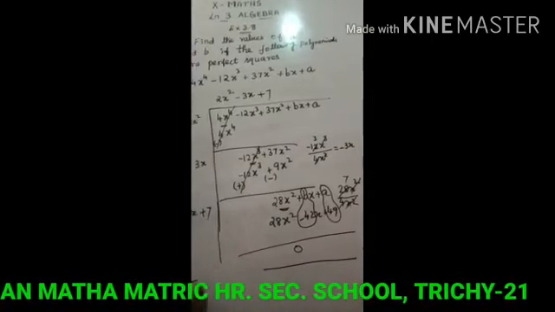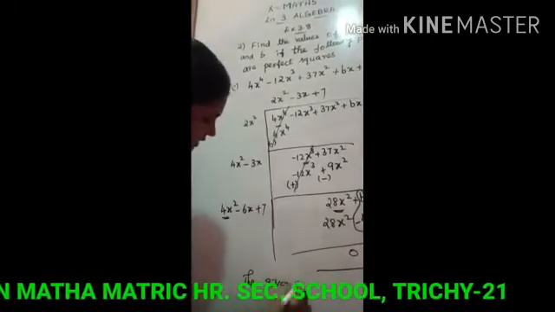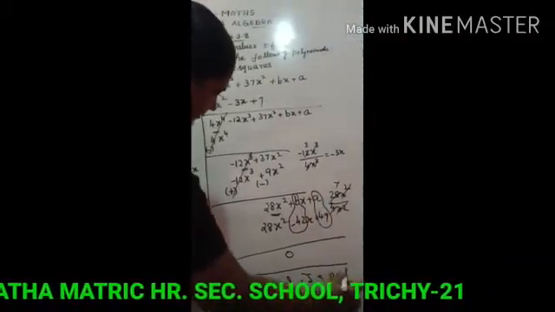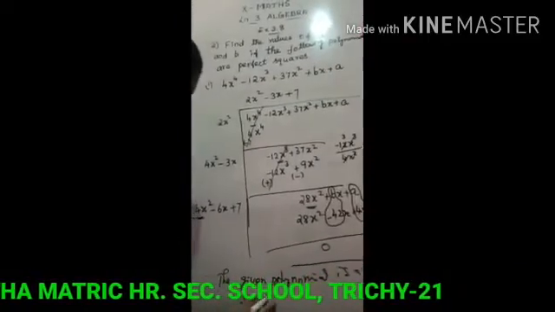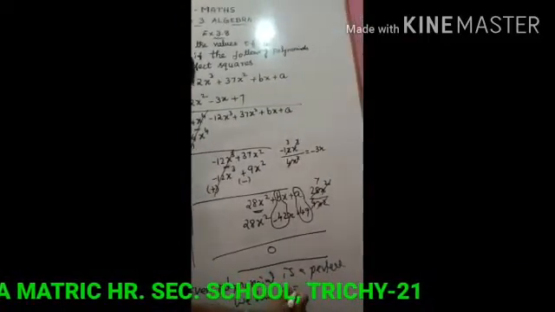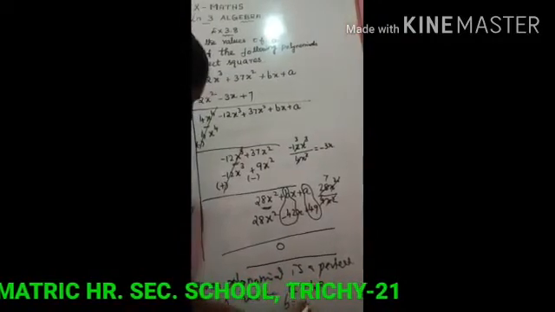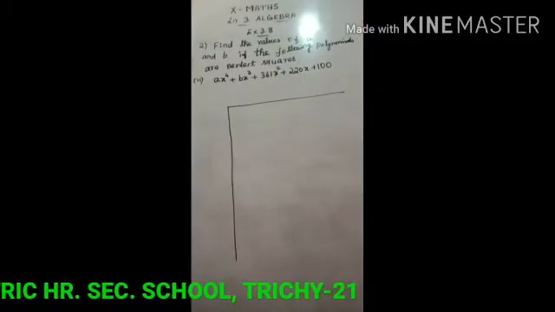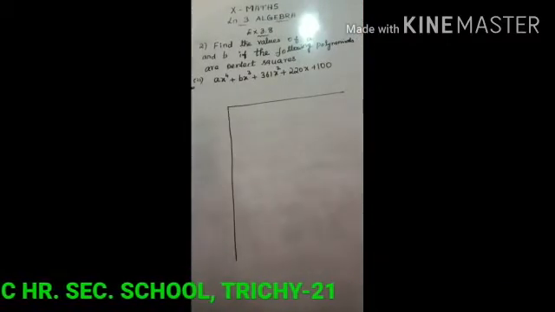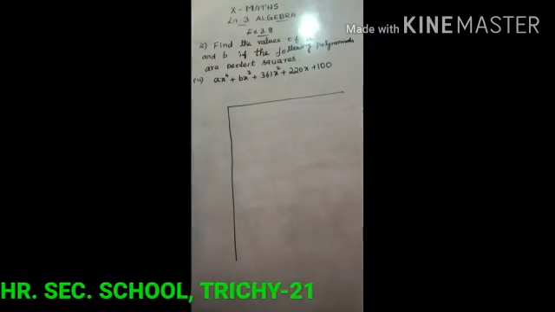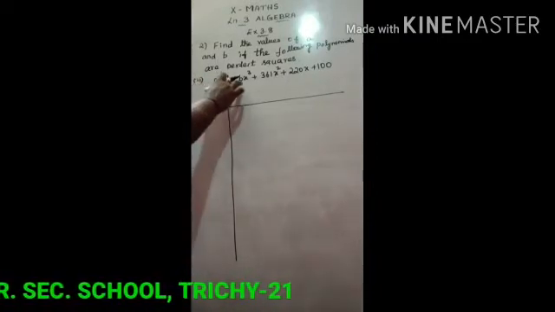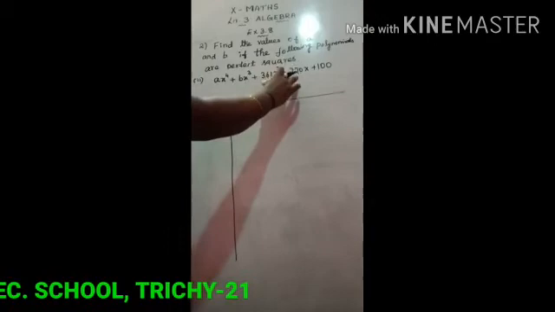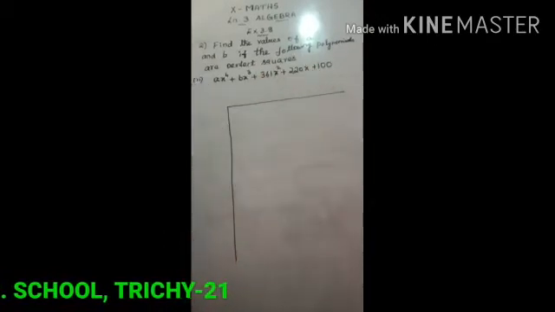So the given polynomial is a perfect square. We have a is equal to 49, b is equal to minus 42. The second one, find the values of a, b. The given polynomial is ax power 4 plus bx cube plus 361x square plus 220x plus 100.